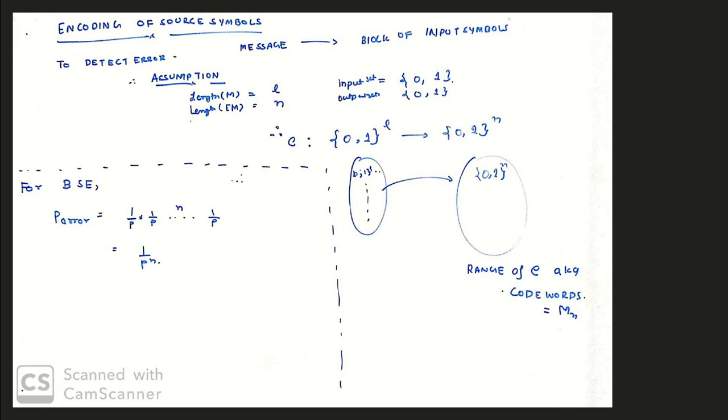I forgot to mention the point that for a binary symmetric channel, if we have a length of n, then the probability of error is 1 minus p raised to n. You can see.